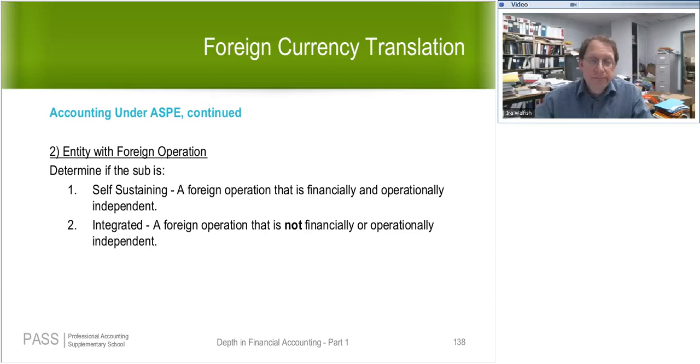I have 2 more situations. I now have a foreign operation. I have a sub, a division, I don't care. You've got some entity sitting in the States. The question is, is it self-sustaining or is it integrated? Is it financially and operationally independent? That's what self-sustaining means. Please know the definition here. I'm going to help you a little bit on the definition. Now, look at the next page. I'll answer the question in a second.